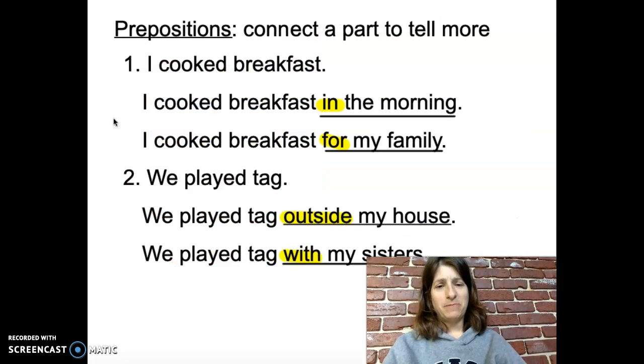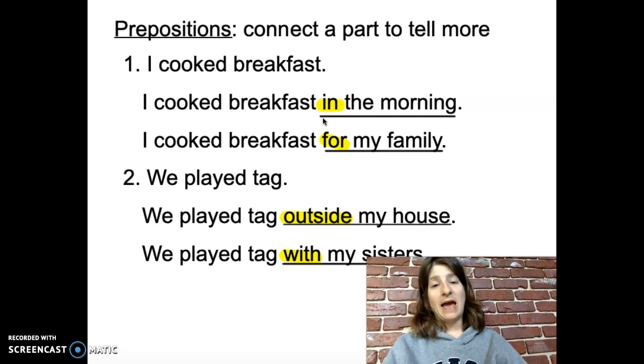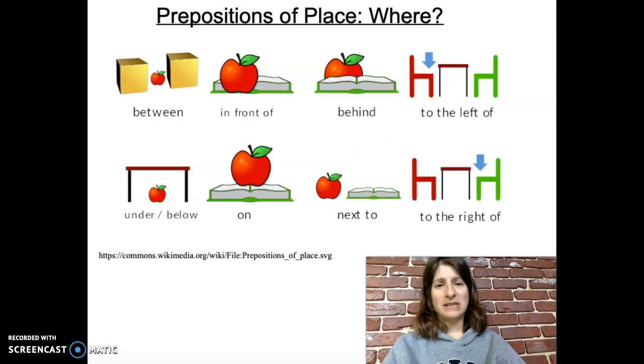Again, I'm using that to show where something is located in relation to something else. Now, sometimes you can use a preposition just to tell more about something. So here's a boring sentence. I cooked breakfast. Now, if I want to tell a little bit more, I can tell about when something happens, in the morning. I can say who it's for, my family. Instead of just saying we play tag outside my house, we play tag with my sisters. Those parts tell us a little bit more. So sometimes prepositions can do that too. But again, the prepositions that we were focusing on for this time have to do with where things are located.